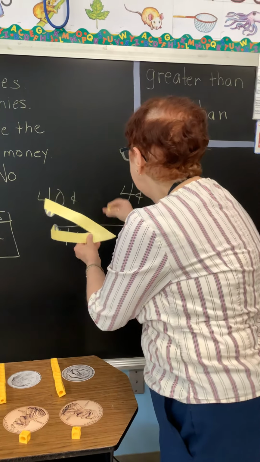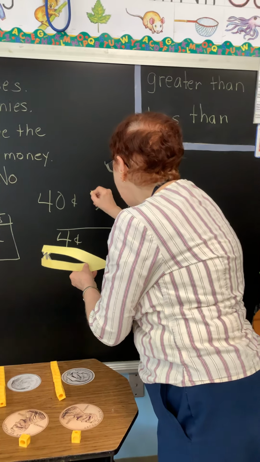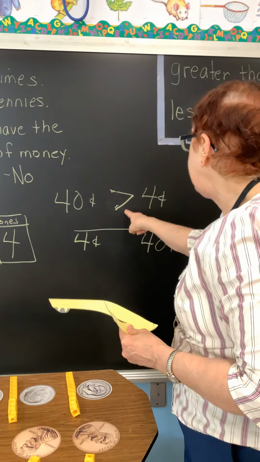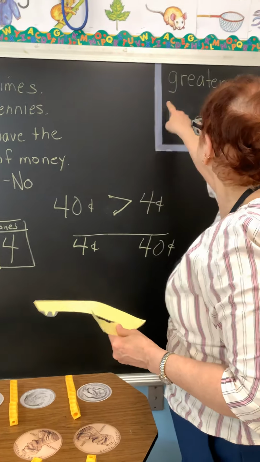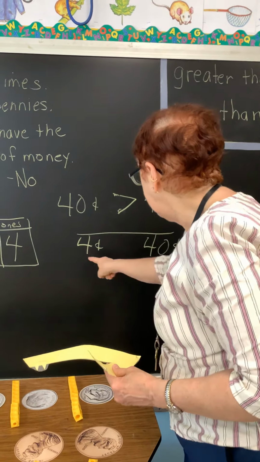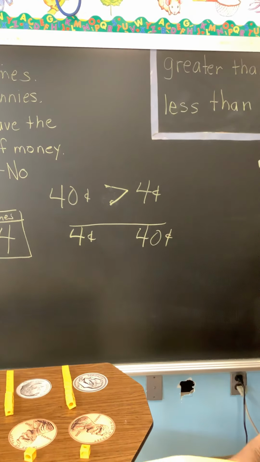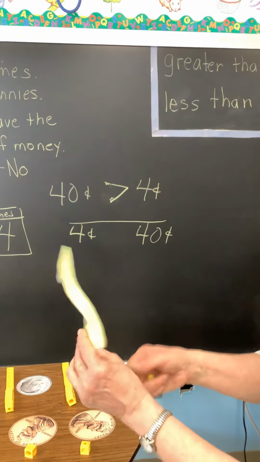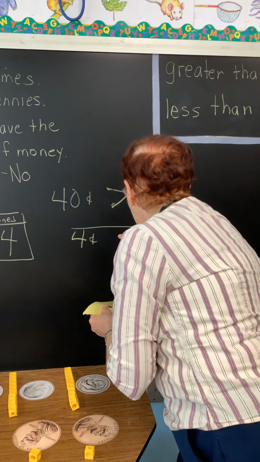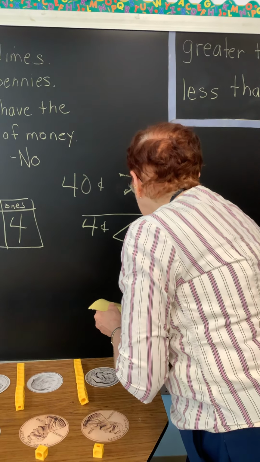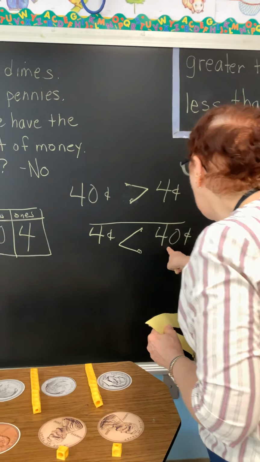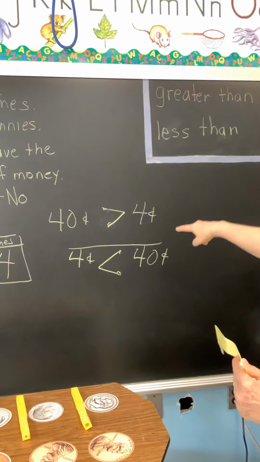So if we put our sign in here, you don't have to make the teeth, but if that helps you. Now this reads 40 cents is greater than 4 cents. But now down here, look at where's the big number. So you want to find your big number and you're going to face the mouth toward the big number. So like that. So now let's put our sign in again. Now this reads 4 is less than 40.